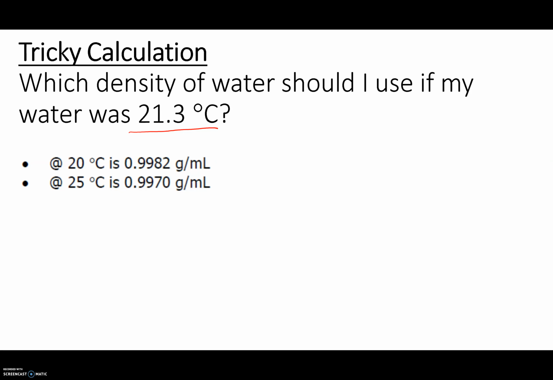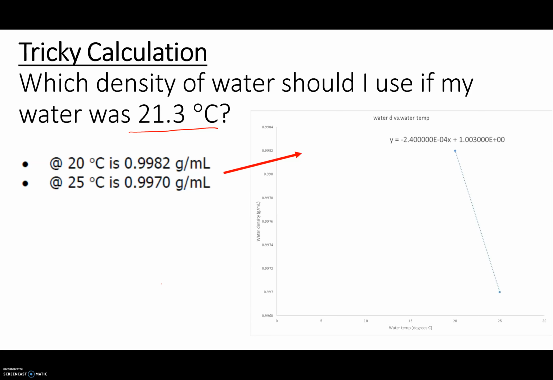So what we can do is come up with an equation that puts this in between. Well, how do we exactly do that? Well, we can see the temperature change is relatively large, but the density doesn't change very much. So if we assume that this is linear between the two, we can actually graph it. So this is my 20 point, this is my 25 point. We can come up with an equation for this line, which we see here.